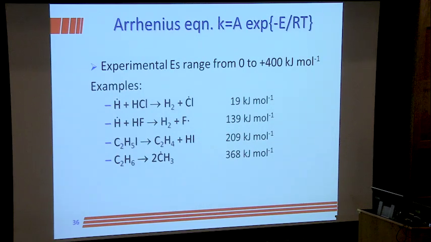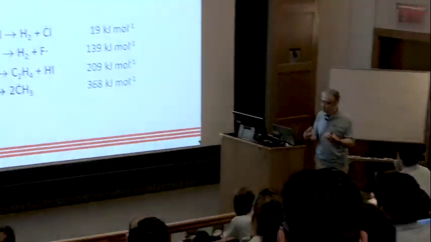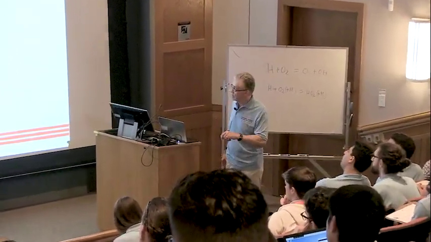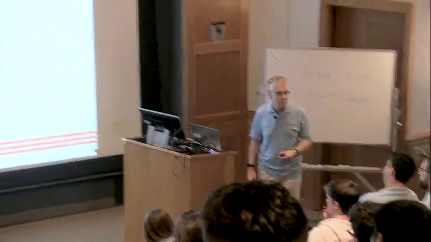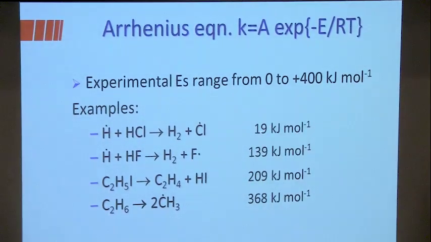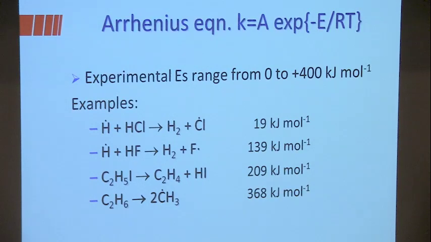So we were talking yesterday, a primary CH bond, 101 kilocalories per mole. Multiply that by 4.184, you're talking about 420. So to break a CH bond, about 420 kilojoules per mole. A CC bond is about 368 kilojoules per mole. So here, ethane giving us 2 ethyl radicals, 368 kilojoules per mole. It's lower, but it's still substantial. To abstract a hydrogen atom from HCl, we only need an activation energy of 19 kilojoules per mole. So there's a range of activation energies that we can have, from 0 all the way up.